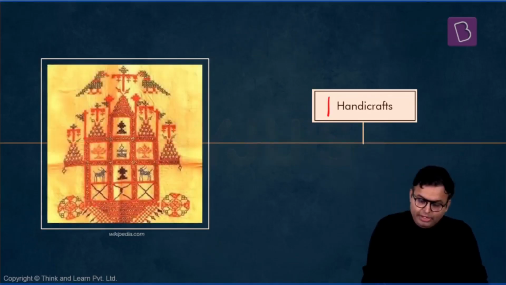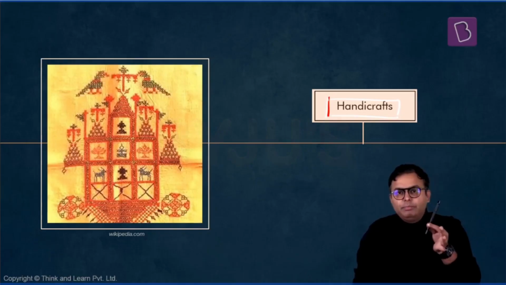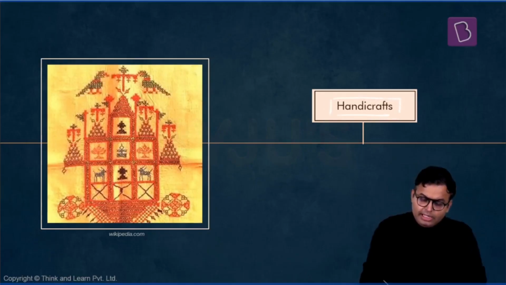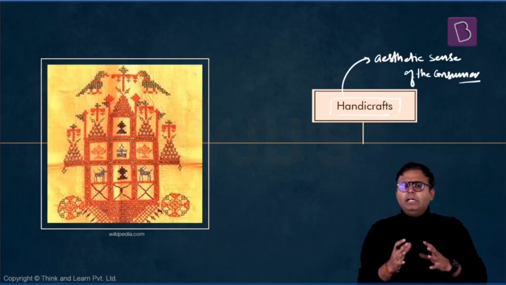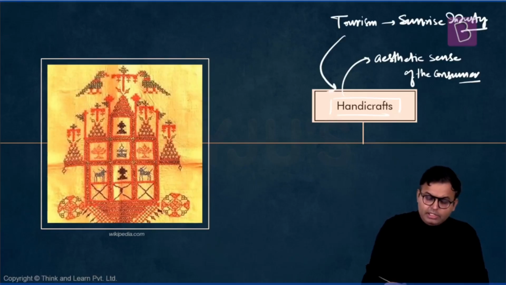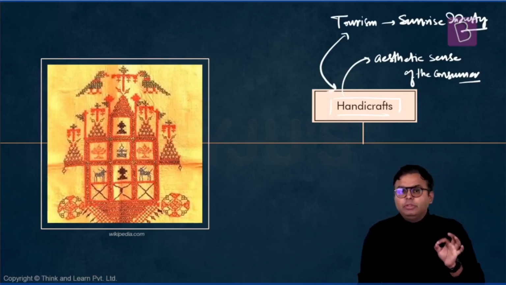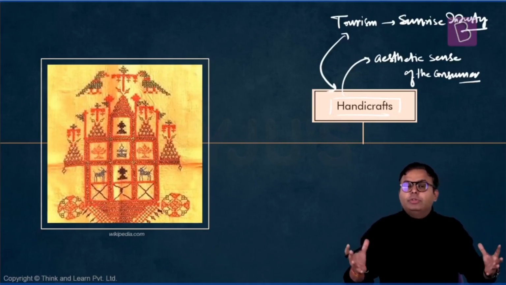Handicrafts. Speaking of handicrafts, that is something that is crafted by an artist in the form of a product. Examples of handicrafts reveal the aesthetic sense of the consumers. Especially in India, where tourism is developing as a sunrise industry, we find that handicraft has a huge potential to attract tourism and also to create what is known as the impact of Indian culture all over the world.